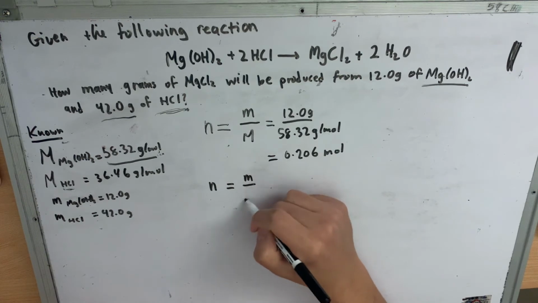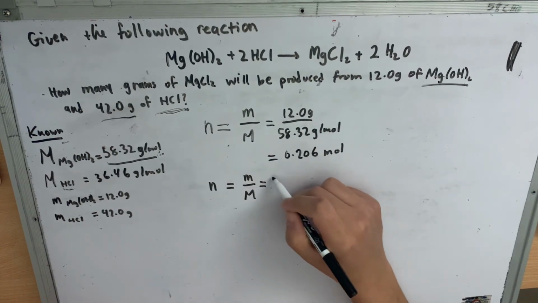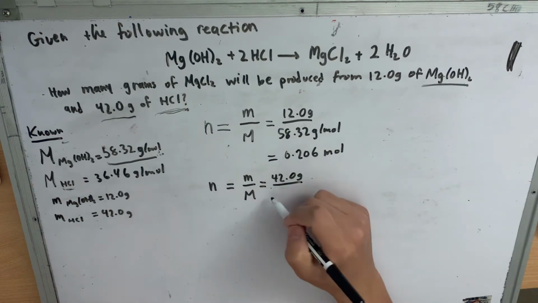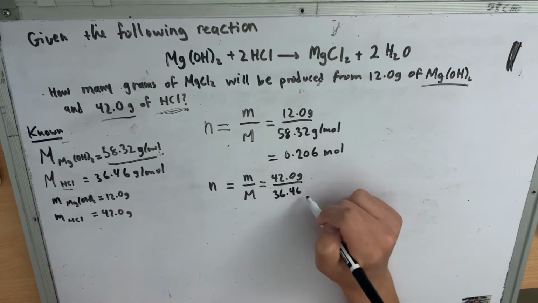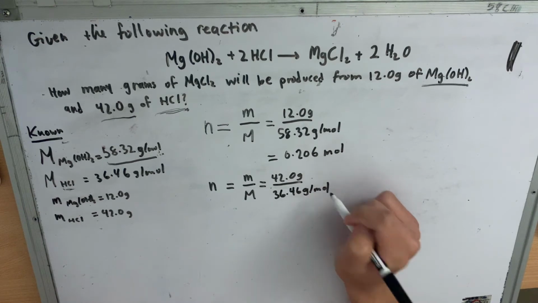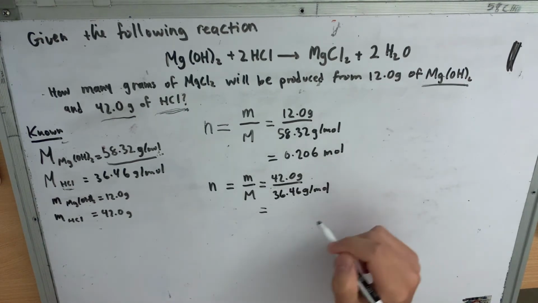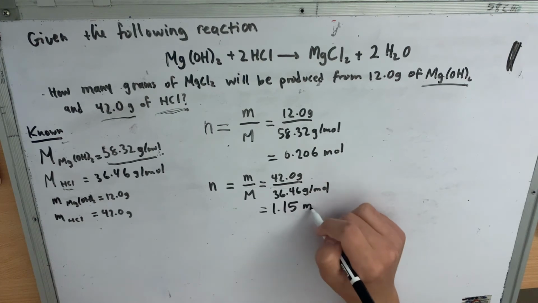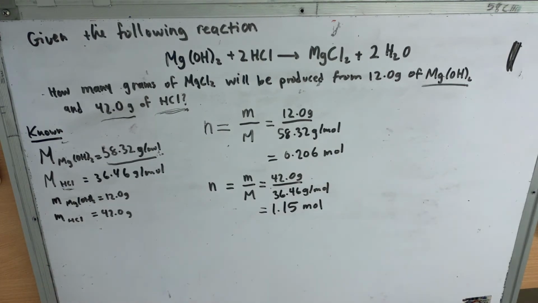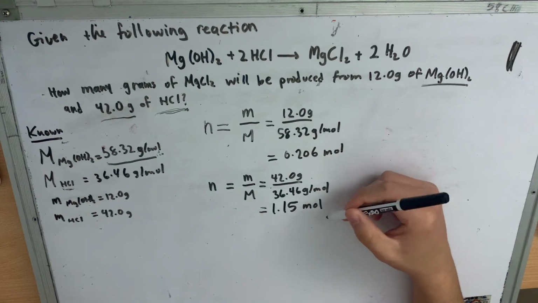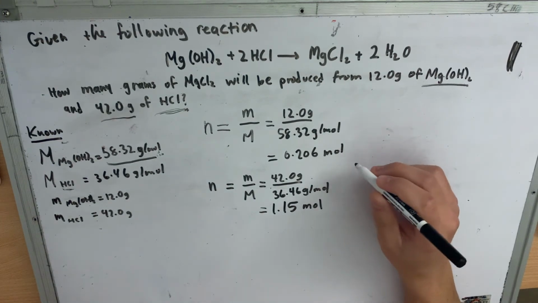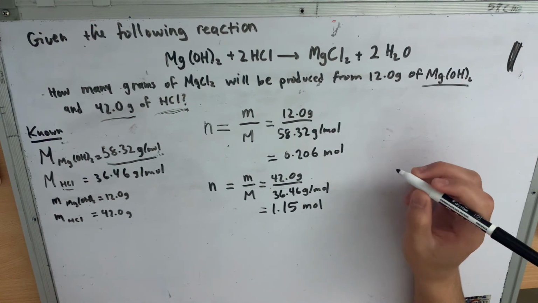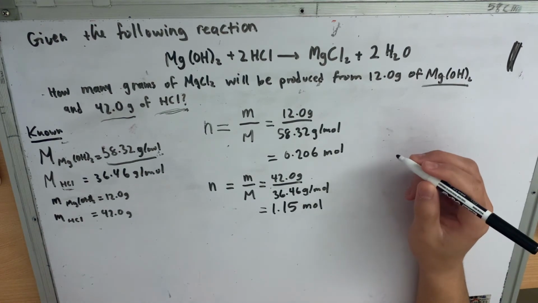Now let us calculate the moles for HCl. Mass over molar mass again, 42.0 grams over the molar mass, which is 36.46 grams per mole. Grams cancel again, and the moles turn out to be 1.15 moles. So now we have the moles for each of these reactants, and now we have to figure out which one of these reactants is going to be the limiting reagent.